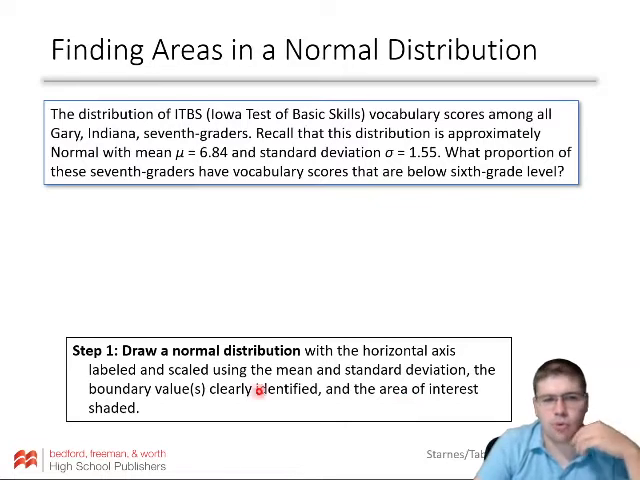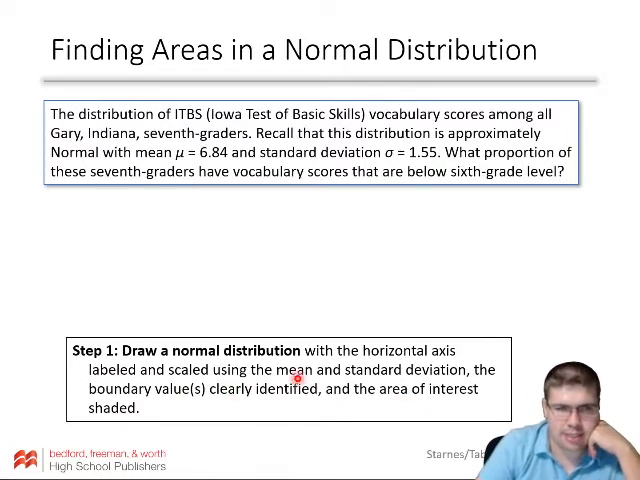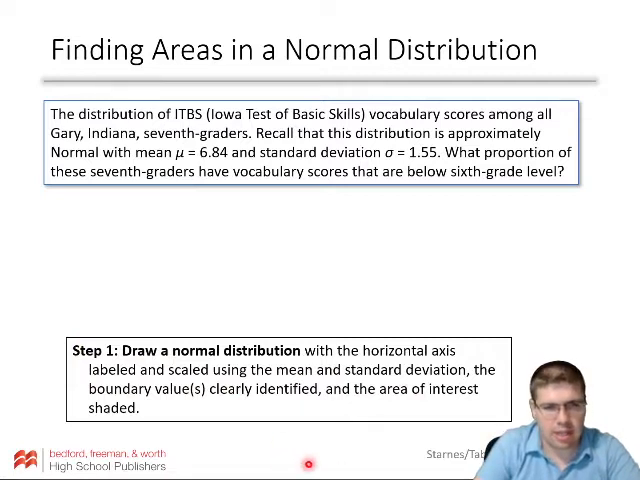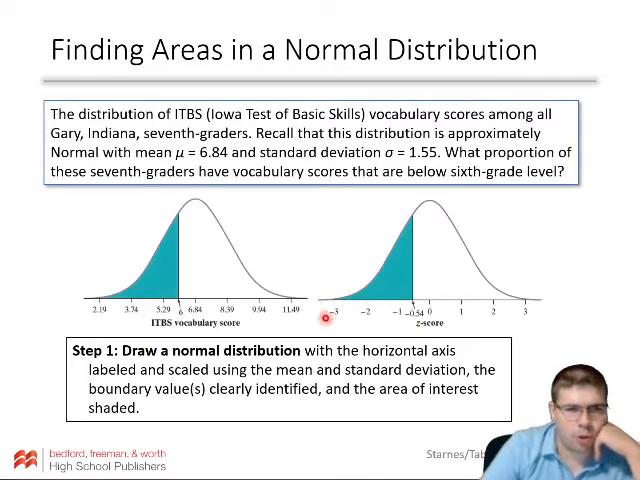So first step, draw a normal distribution with the horizontal axis labeled and scaled using the mean and standard deviation and the boundary values, and indicate that area with a shaded area. So here's what that would look like. We draw our normal curve first.